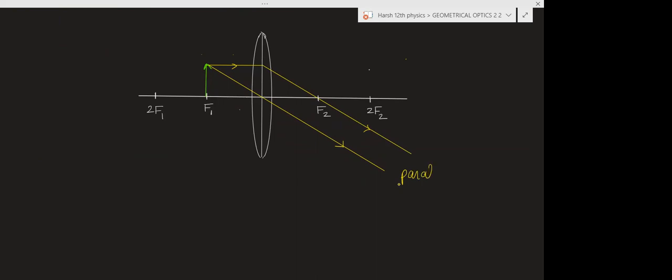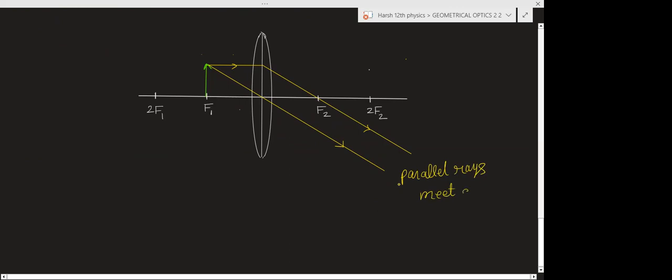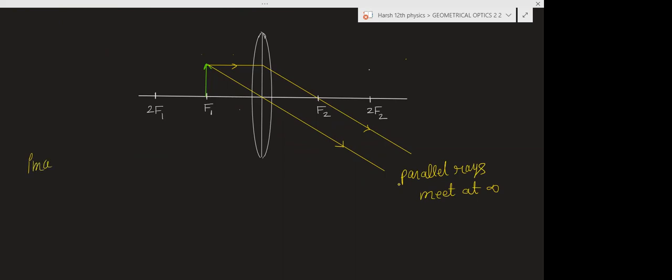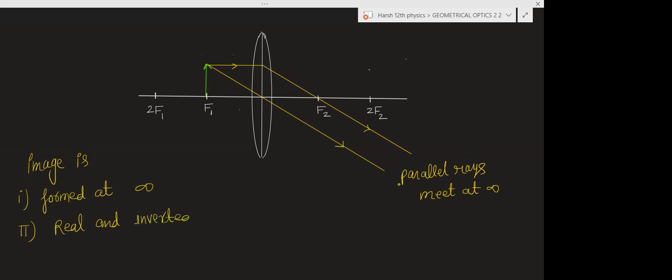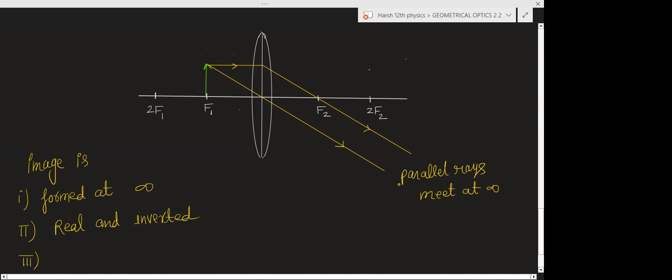So parallel rays meet at infinity. You can say the image is, number one, formed at infinity. Number two, real and inverted. And number three, highly magnified, or much larger than the object.